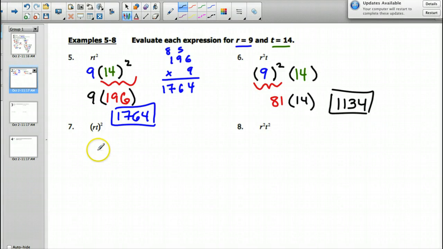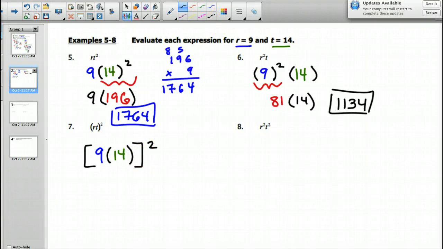Okay, number 7, we have r times t quantity squared. So notice the r times t itself is in parentheses, and then I have a squared there. So what I'm going to do is substitute 9 for r, and substitute my 14 for t. This is r times t, so there's my 14. And then, because I'm using parentheses here for my 14, I'm going to turn these grouping symbols into brackets because I need to take this product, 9 times 14, and square it. So this becomes 9 times 14 quantity squared.